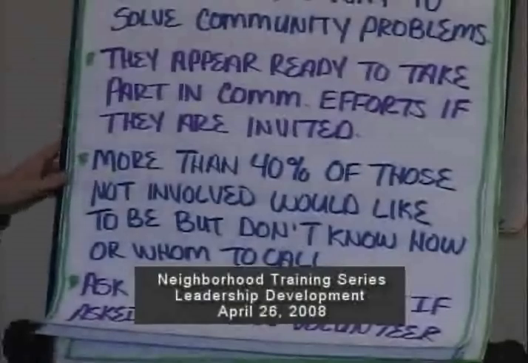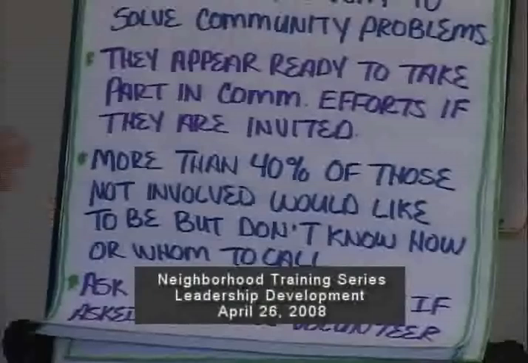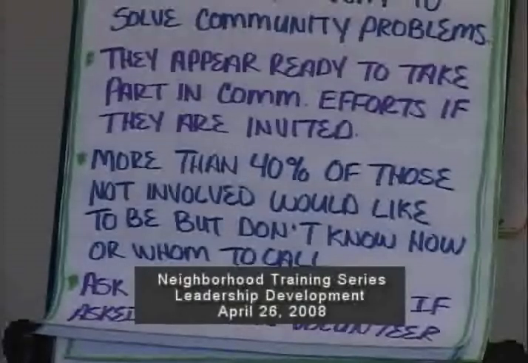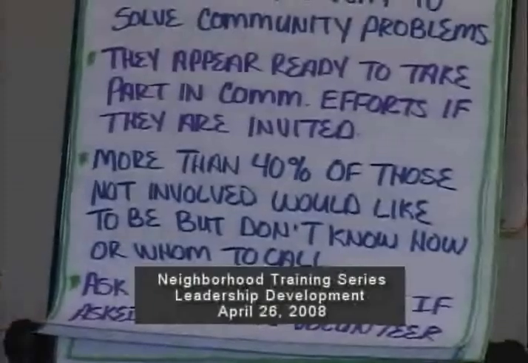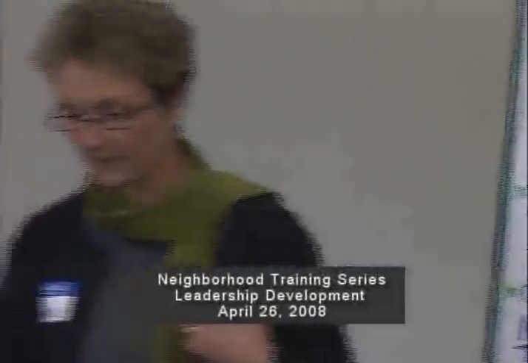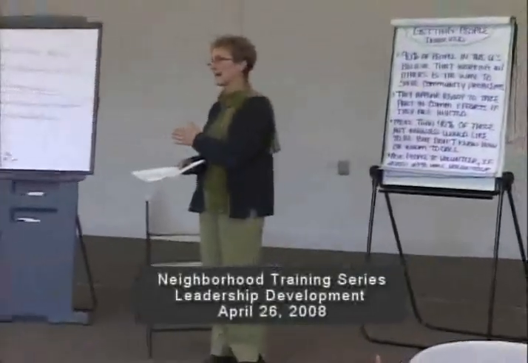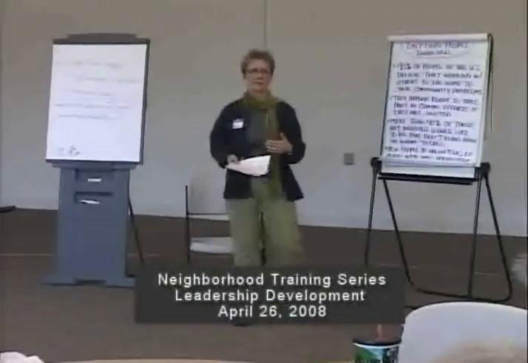Another statistic here is that more than 40% of those not involved would like to be involved, but don't know how or whom to call. So that's 40% of people who aren't participating in your efforts, and all they would need is for someone to make direct contact with them, or someone to say, I'm going to a meeting, why don't you come with me? And then finally, asking people to volunteer: if asked, 63% will volunteer. So again, the main message here, and you'll see it on this piece in your toolkit, is that making direct face-to-face contact is by far the best way to get people involved in something.